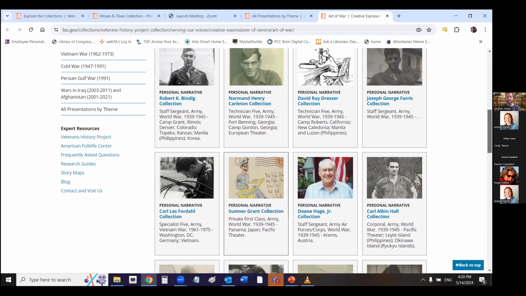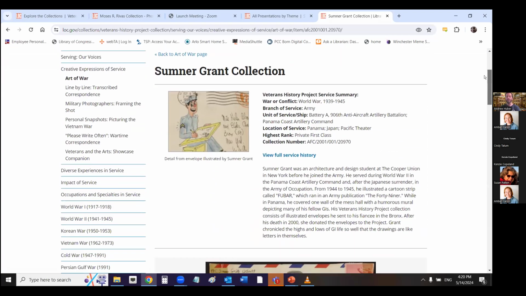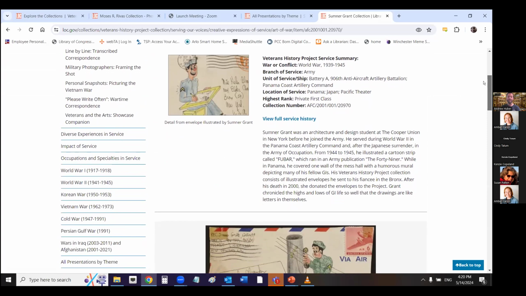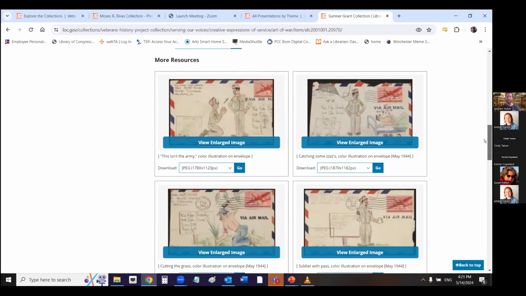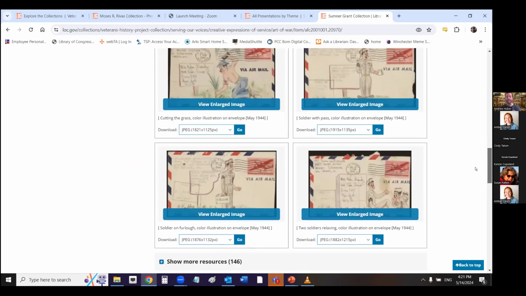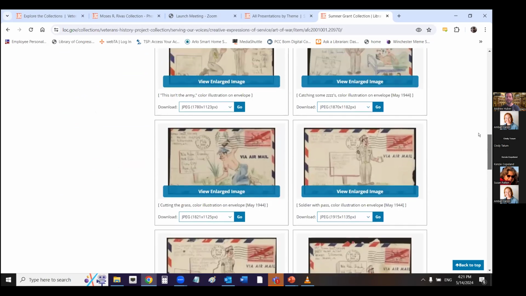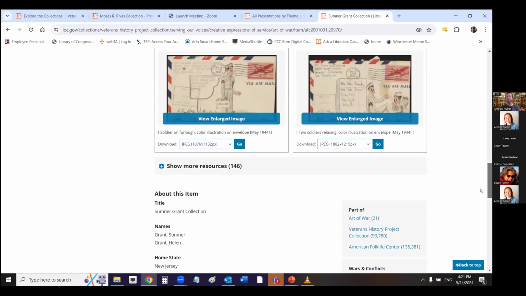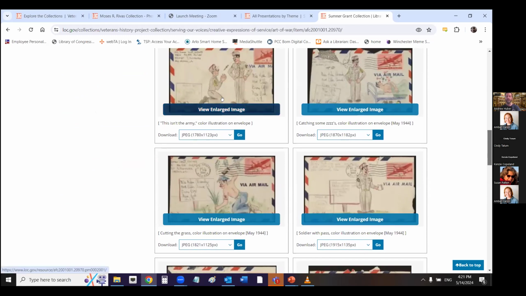Oh, that's okay. Sumner Grant's a good one too. Sumner Grant was really cool because his was unique. He didn't just draw pictures, he illustrated all of the envelopes that he sent letters in, and each one was related to what was inside. This one has 146 different illustrated envelopes that he donated. So it's just an interesting example of some pretty cool stuff that we've got related to veterans' artwork.